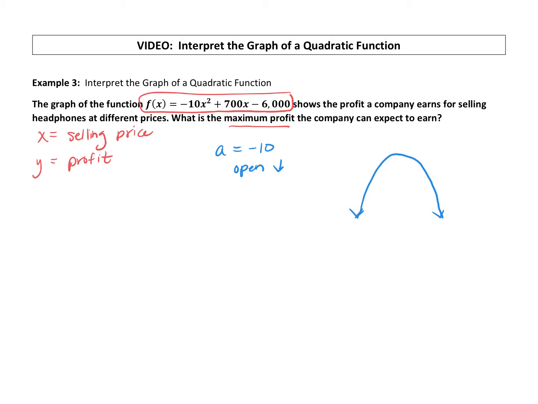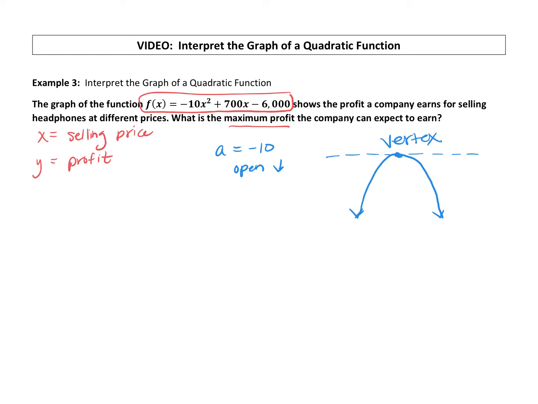Can we find the maximum profit just on a quick little sketch? The maximum profit is going to be how high this graph gets. That's going to be the maximum. There is one point on a parabola that will tell us how high that is, and that point on the parabola is the vertex. So we have an equation in standard form. Let's find the vertex, and then we can find the maximum profit.